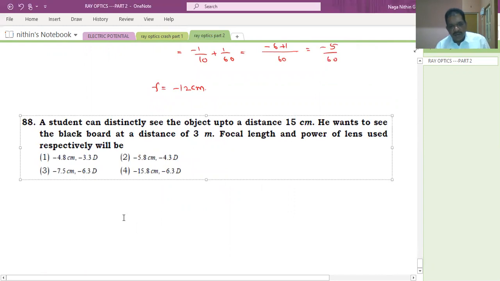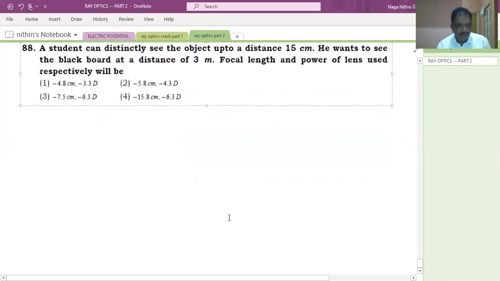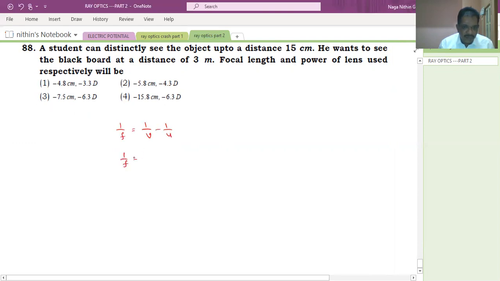A student can distinctly see an object at a distance of 15 centimeter. He wants to see the blackboard at a distance of 3 meter. Focal length and power of the lens used respectively will be. So same, 1 by F is equal to 1 by V minus 1 by U. Here both are negative. Minus 1 by V plus 1 by U.